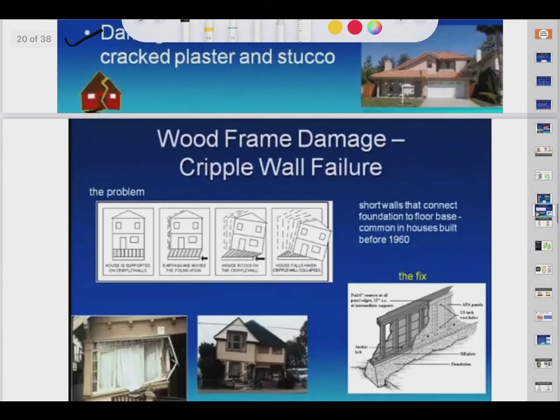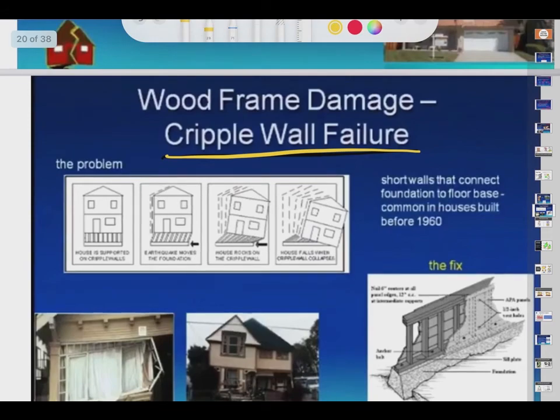And the main problem in wooden frame damage is cripple wall failure. In cripple wall failure the problem is shown here like this. The house is supported on cripple walls. You can see this if it is clear here, and during earthquake shaking the foundation moves like this, and finally the entire wall crumbles, but the house remains intact.